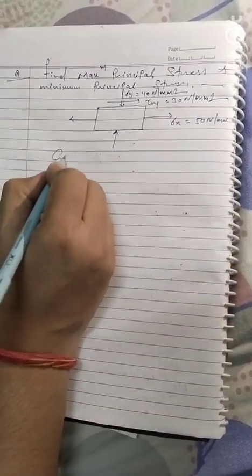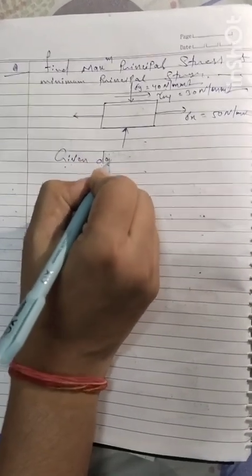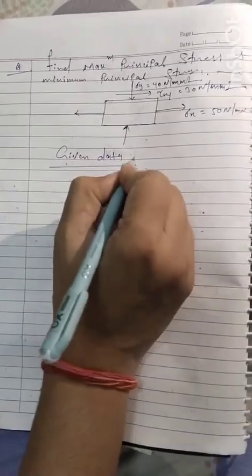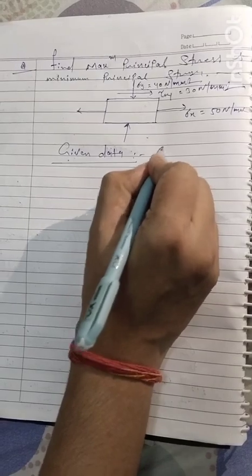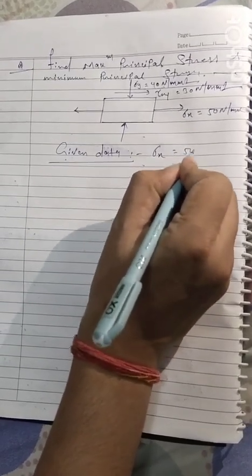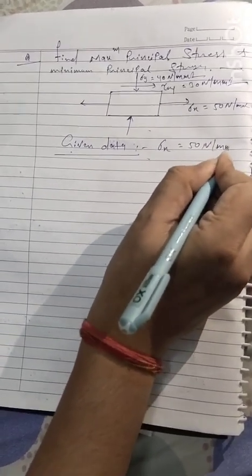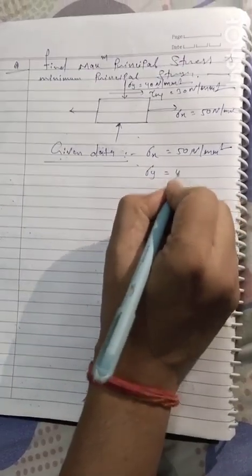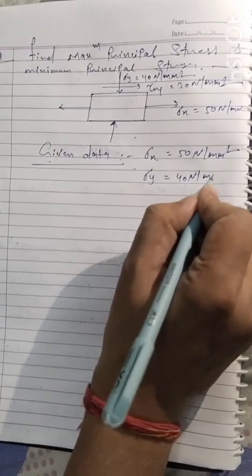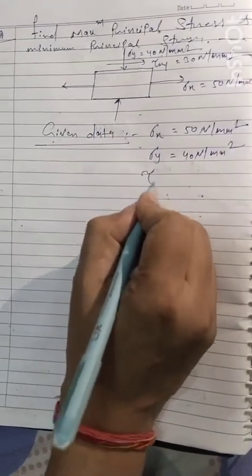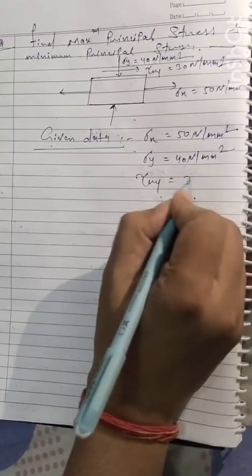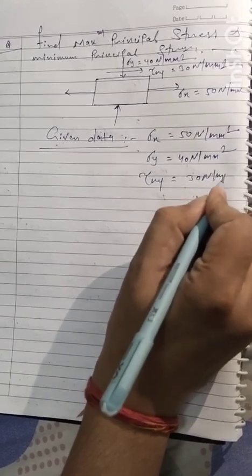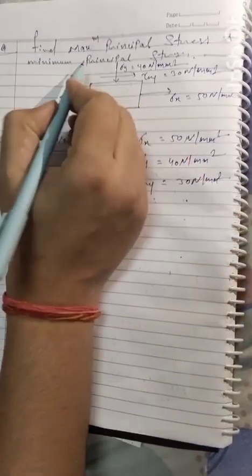Tau is equal to 30 Newton per millimeter square. So now the given data is clear to you. What is given? Sigma x is equal to 40 Newton per millimeter square. Sigma y is equal to 40 Newton per millimeter square. Tau is 30 Newton per millimeter square. So now you have to find out the maximum principal stress and minimum principal stress.